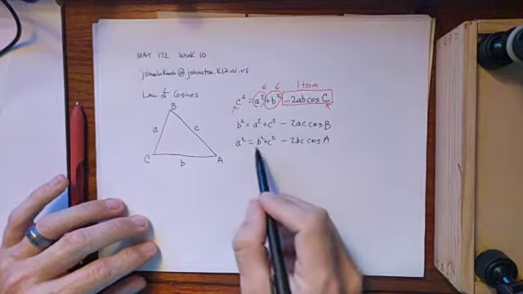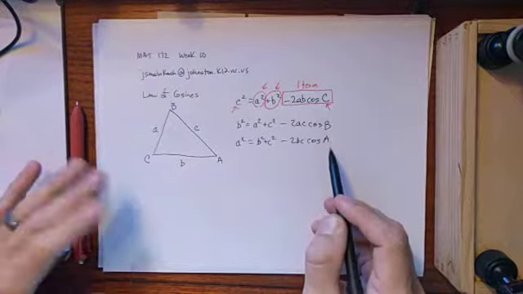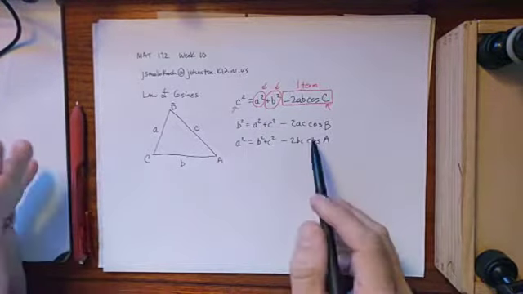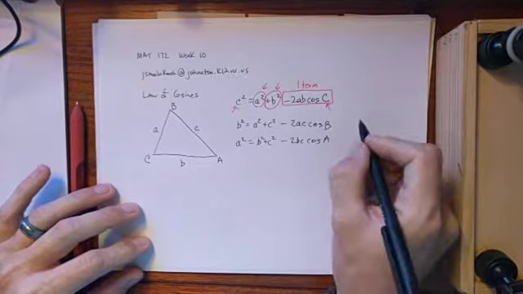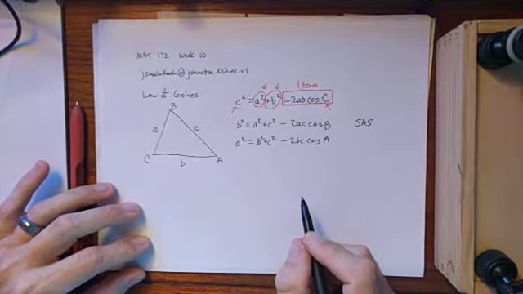The lowercase letters are sides, and the uppercase ones are angles. You would use this version of the formula if you were given side angle side. We'll do an example of that in a moment.